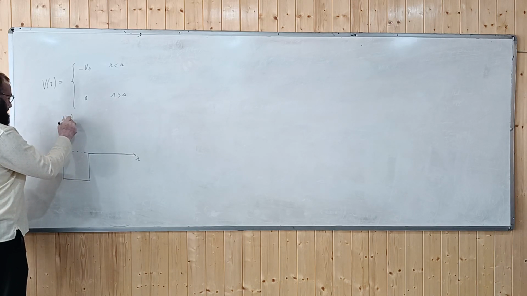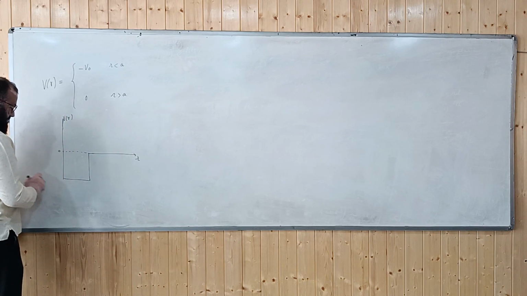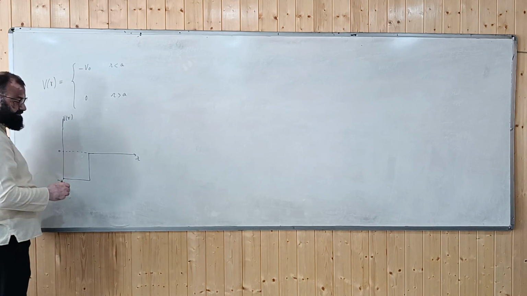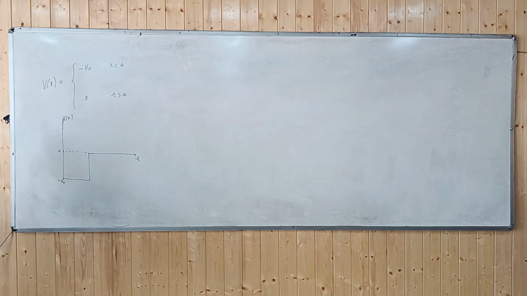So it is V of r. So this is 0 and this is minus V. Clear? Got it? So it's a three-dimensional well.